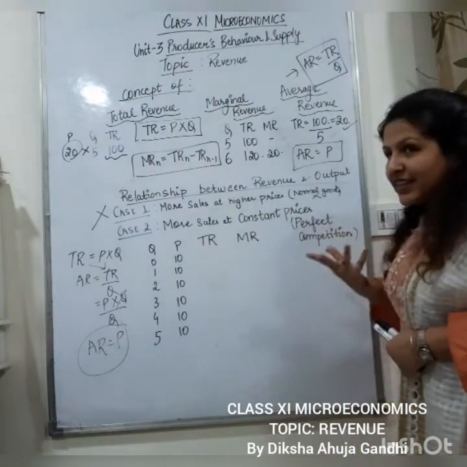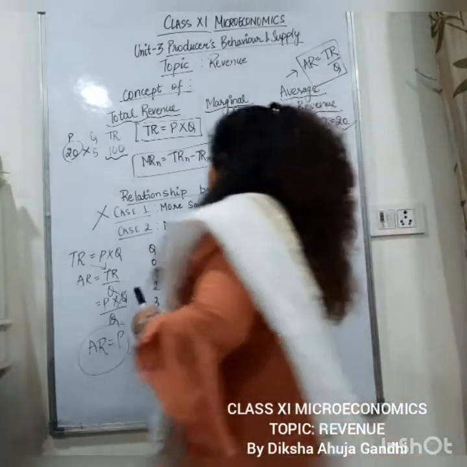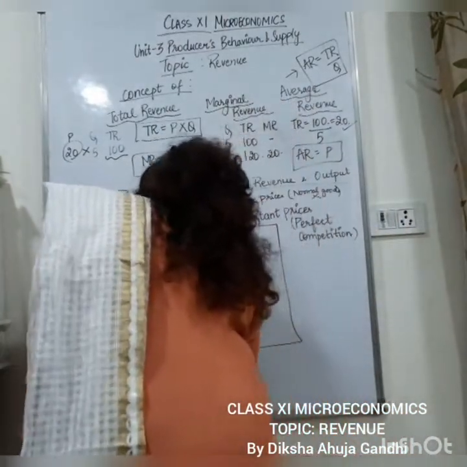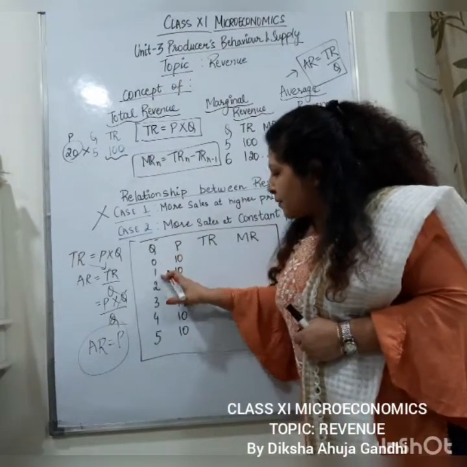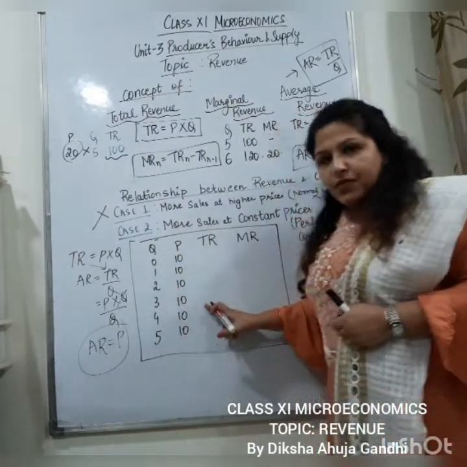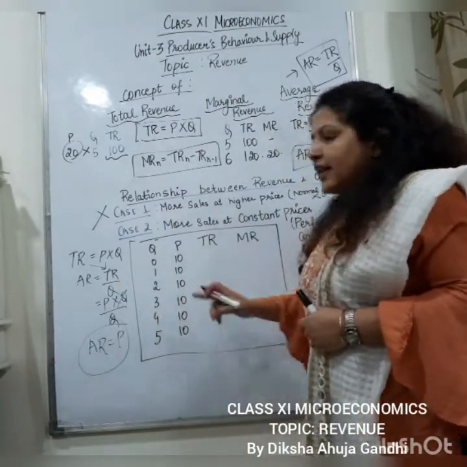Perfect means something ideal situation. Perfect, right? This is the idealistic situation. So let's start. See this table here. So in this schedule, you can see the firm is able to sell any quantity at the same price. The firm will sell 5 also at 10 rupees each and 2 units also at 10 rupees each.